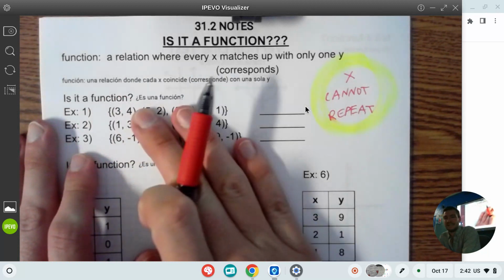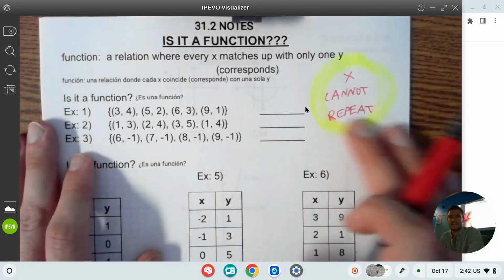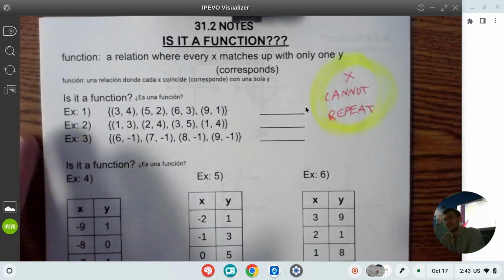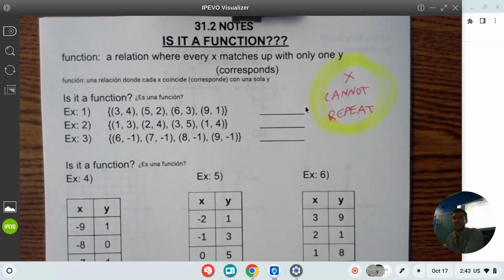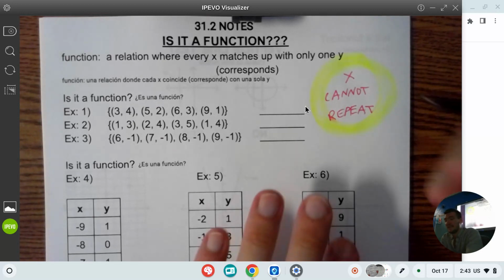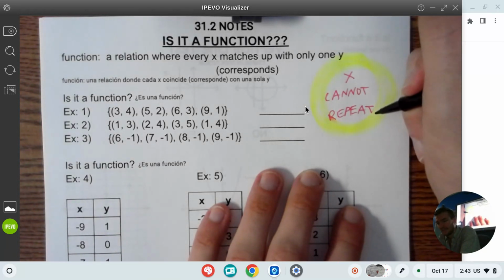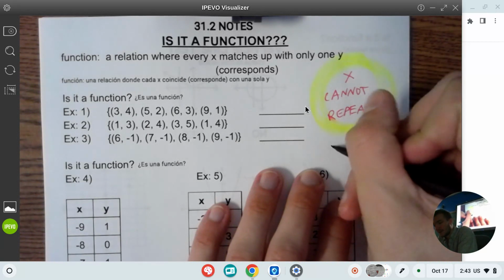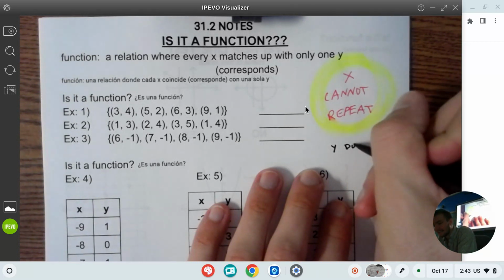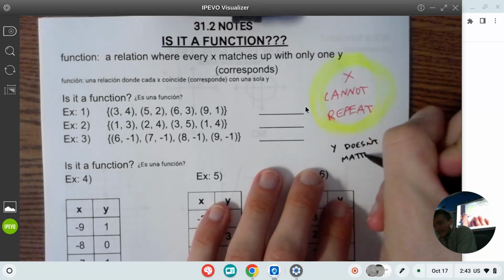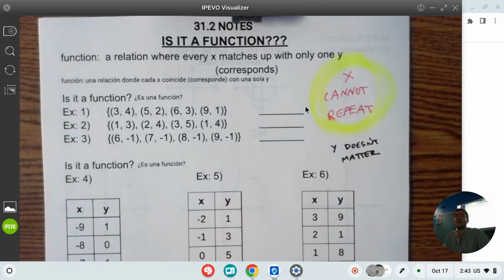So, is it a function? There's only one thing we need to consider. The x's cannot repeat. The first thing that I want to mention here, again, if the only thing that matters is that x's cannot repeat, guess what? Y doesn't matter. We do not care about y.